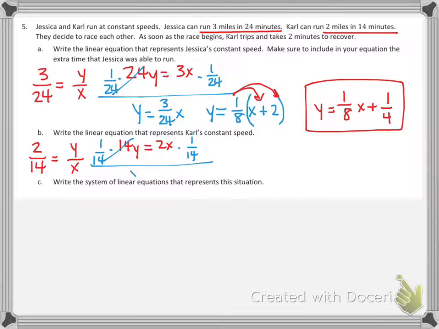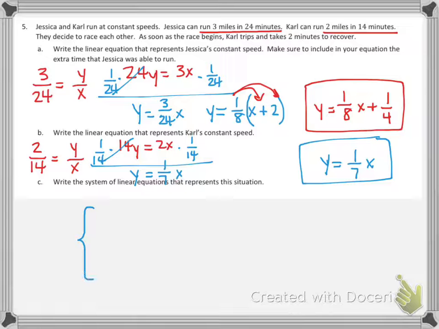And we get y equals 2/14, which I can simplify to be 1/7 x. And that is the equation: y equals 1/7 x is the equation that represents Carl's race. All right, so now I need the system of simultaneous equations. So I'm going to use my bracket, and I'm just going to list them. y equals 1/8 x plus 1/4, and y equals 1/7 x.